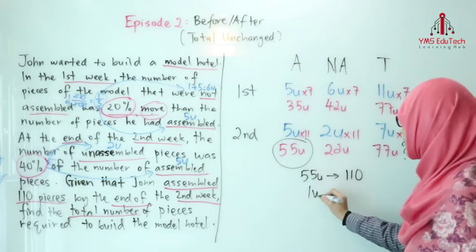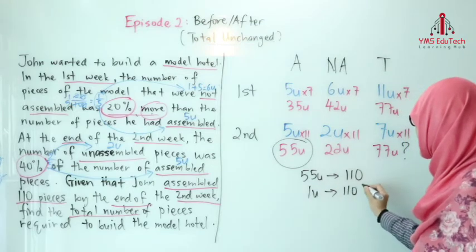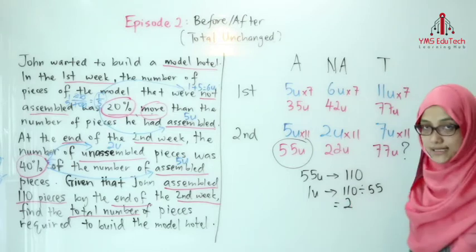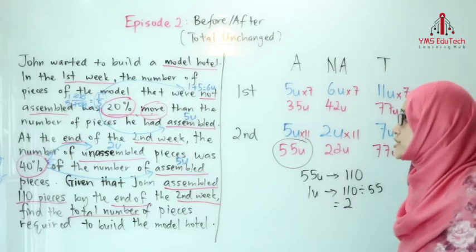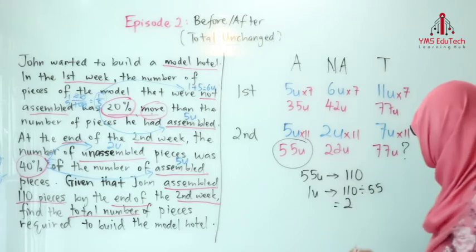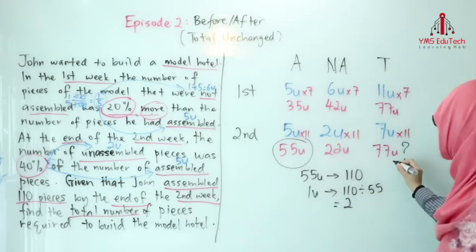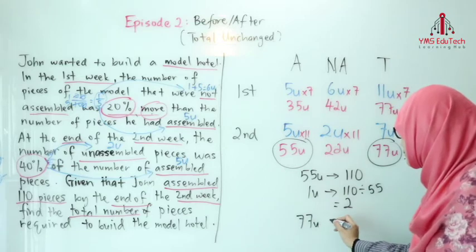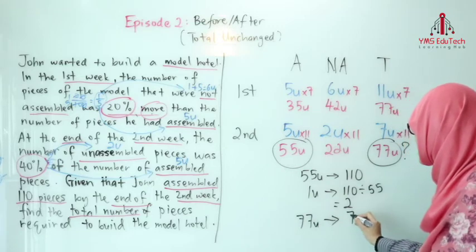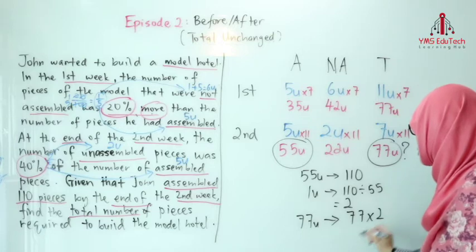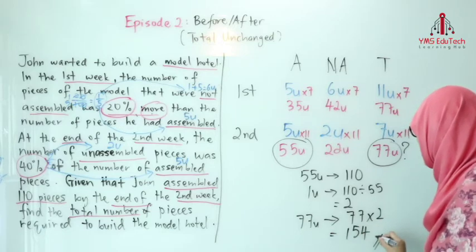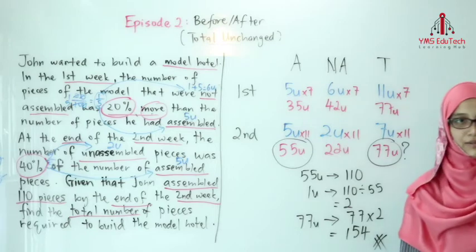Always find one unit first, so that will give us 110 divided by 55. That is 2 pieces. So the question wants us to find the total number of pieces required. Total number of pieces is 77 units. So that will be 77 multiplied by 2, and that will give us 154 pieces.